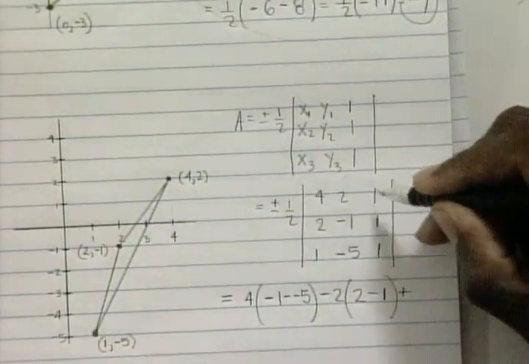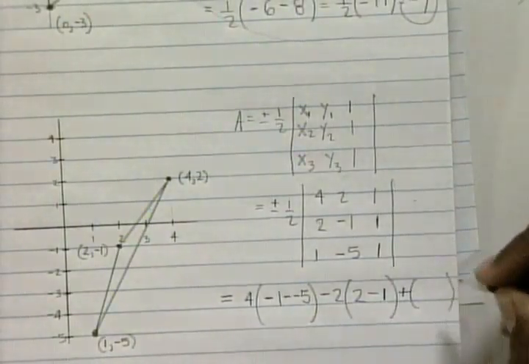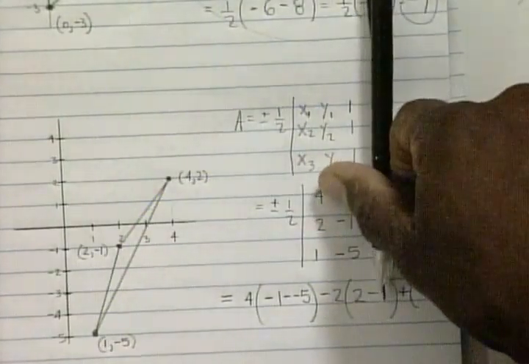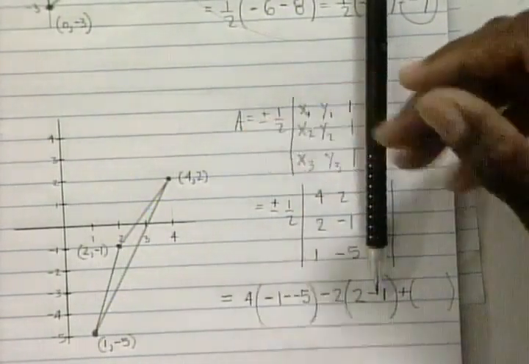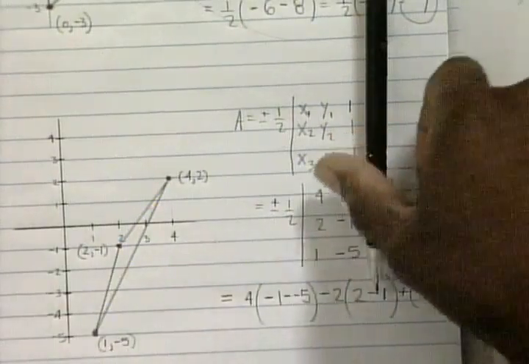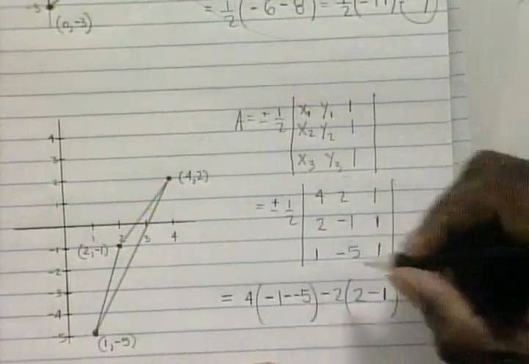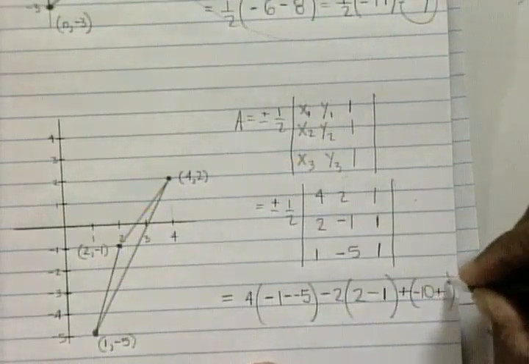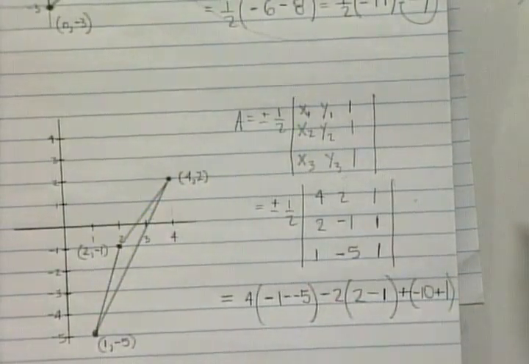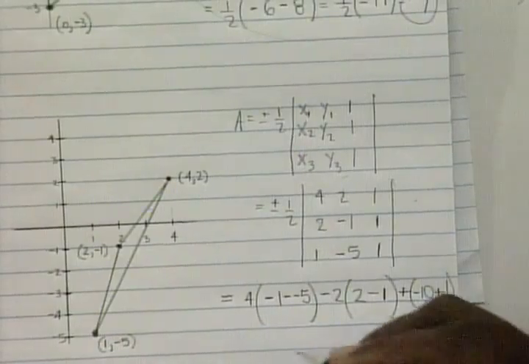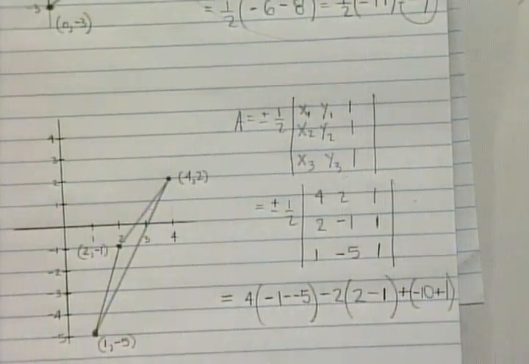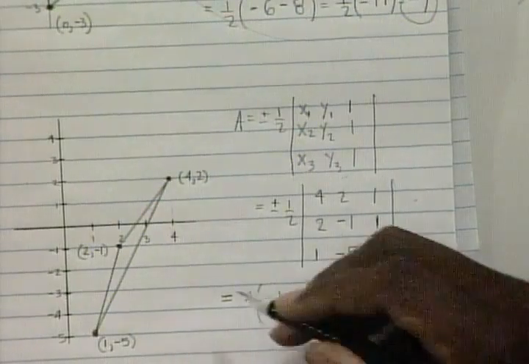If you use 1, you cross out that column and this row, you end up with a determinant of negative 10. Negative 10 minus a negative 1. Another way to say that is plus 1. Running a little bit short on space there. So let's go through these calculations, and we should be able to get the area.